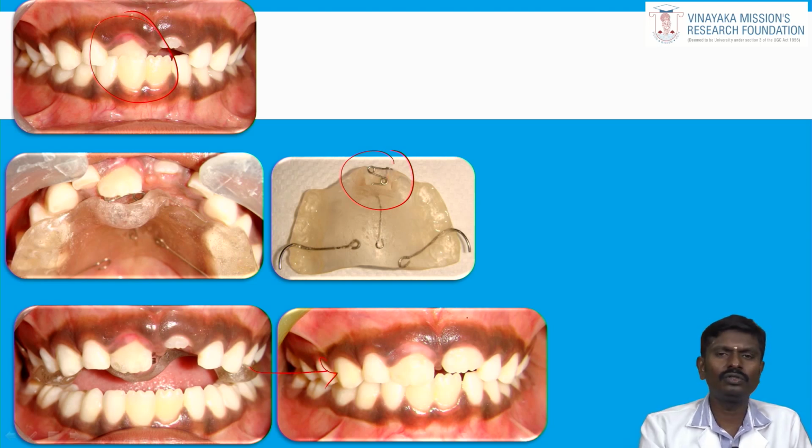So these things you have to do. If you see a crossbite, you have to correct it as soon as possible, and you have to explain to the patient what the drawbacks are if you leave it there. So you have to correct it with the Z spring.